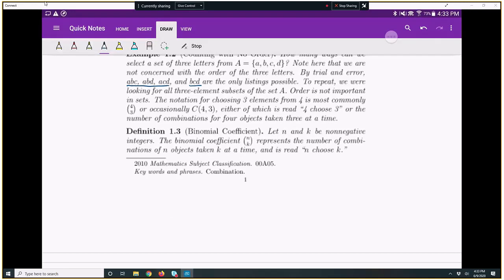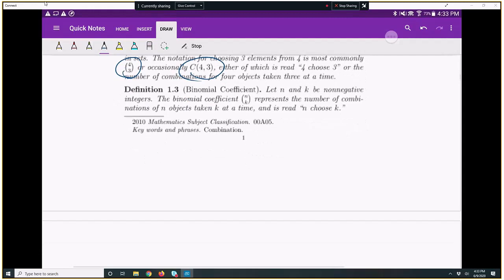The notation for a combination, or for choosing 3 elements out of 4, is commonly this one here. So the parentheses where you have 4 on top of 3, but there's no dividing line like in a fraction. So make sure you note that. It's just the parentheses with 4 and then 3. Or you'll see the capital C parenthesis 4 comma 3 notation, which matches our permutation notation. And when we see either of these notations, we'll read that as 4 choose 3, or the number of combinations for 4 objects taken 3 at a time.